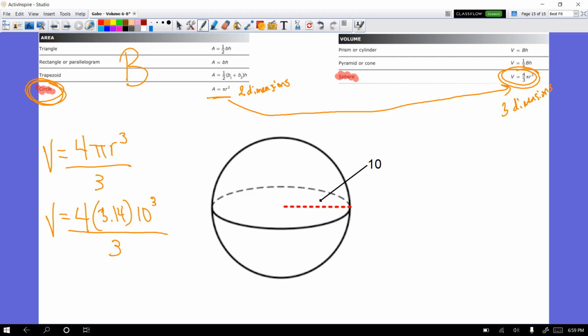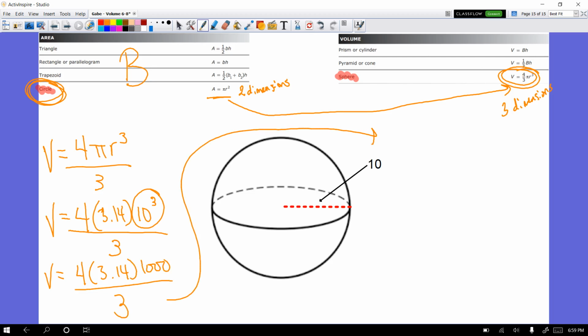It appears that we have things to do on top. This is where PEMDAS comes into play. Do you see parentheses? Yes, I do. But there's only 3.14 in there, so there's nothing left to do in there. Okay, that's fine. Do you see exponents? Yup. That's 10 to the 3rd. So 10 times 10 times 10, 1,000. V equals 4 times 3.14 times 1,000 divided by 3. Go ahead and just drop this over here.